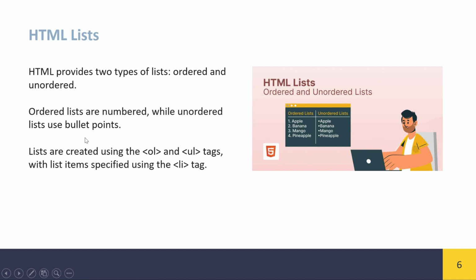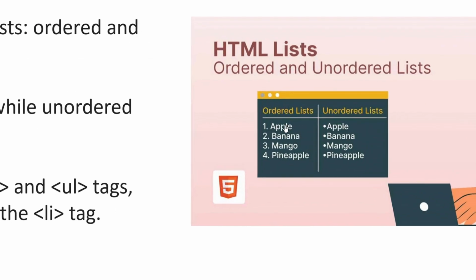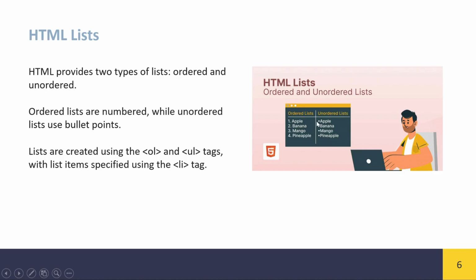HTML list. We all know that lists are in the form of ordered and unordered. In HTML also, there are two types of list, which are ordered and unordered. Ordered means, see here, the list is in the ordered form like 1, 2, 3, 4. In case of unordered, there will be a circle, square, like this. This is the unordered format.